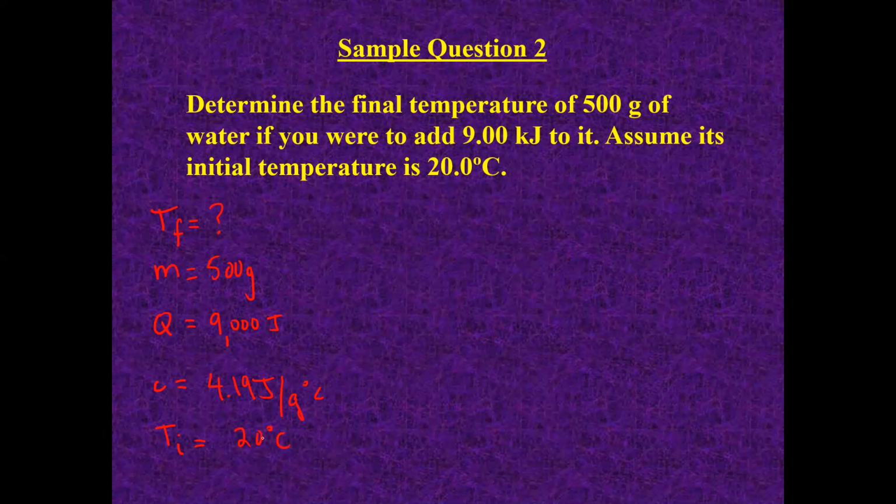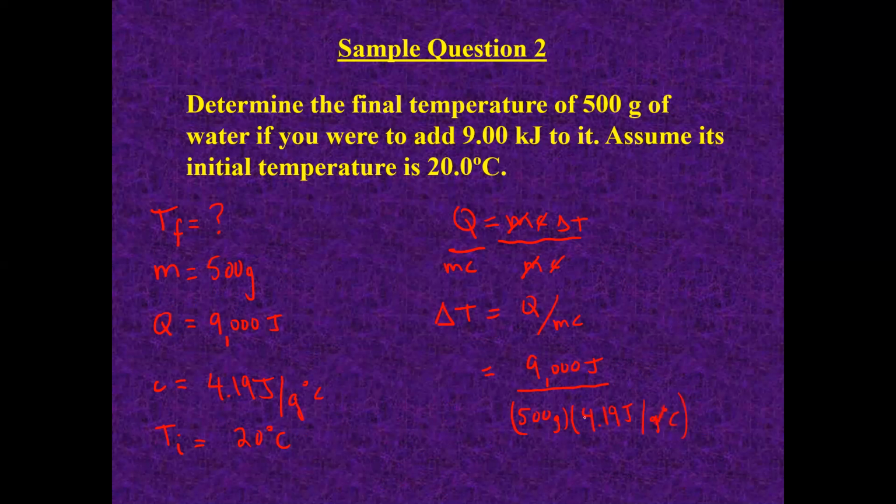Okay, so to calculate my final temperature, I've got to take the formula Q equals mc delta T and manipulate it by dividing both sides by mc. M cancels out, C cancels out. I move this over. Delta T is Q over mc. And I substitute in my 9,000 joules over 500 grams times 4.19 joules per gram degrees Celsius. Notice my grams are going to cancel out, my joules are going to cancel out, and when I invert this, 1 divided by 1 over C, I'm going to get Celsius. So I've got this correct.